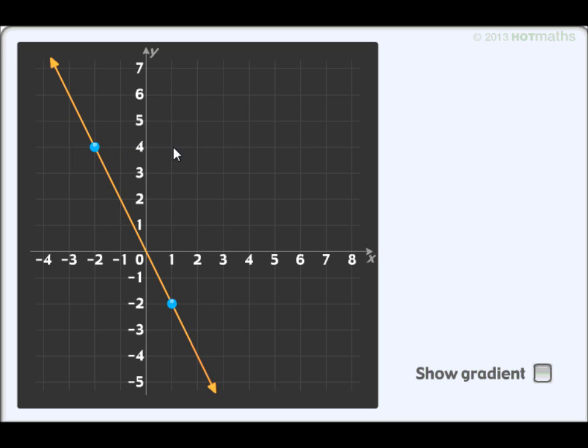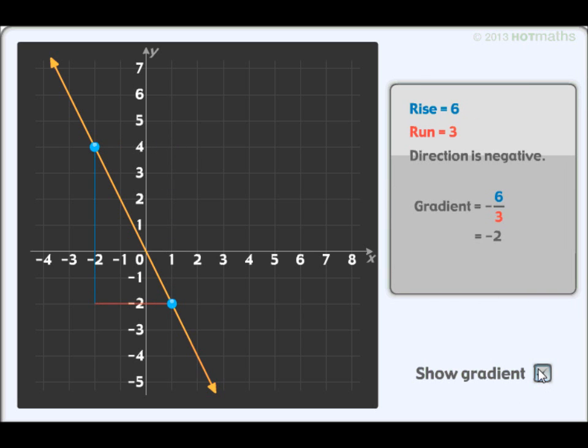Now I don't need to worry too much about whether it's positive 6 and negative 3. I just need to count for the moment. So my rise, from one point to the other, this point is 6 places higher than this. Right? The second point here is 3 places across the page. So my rise over my run is 6 over 3, but it is a negative gradient. So it's negative 6 over 3, simplified to negative 2.